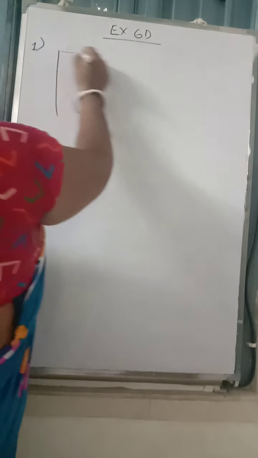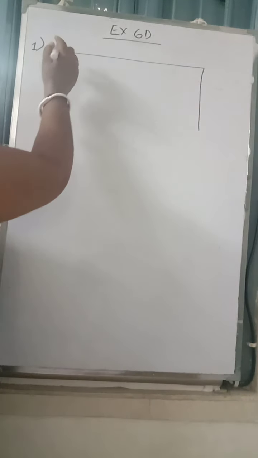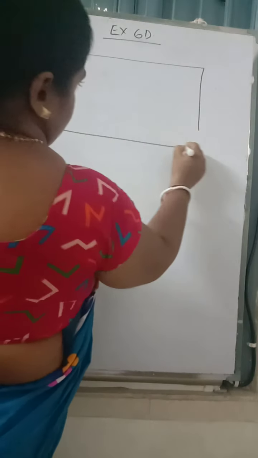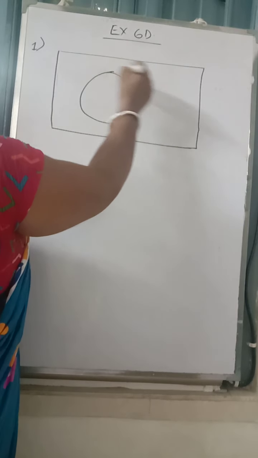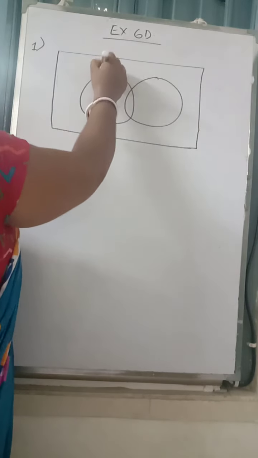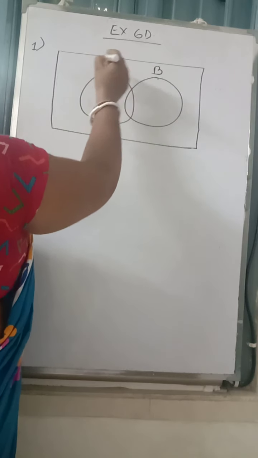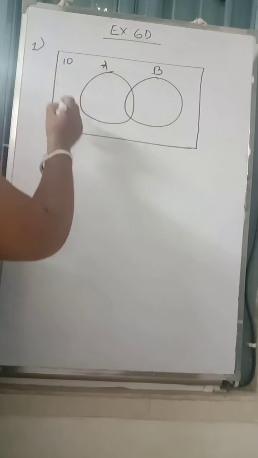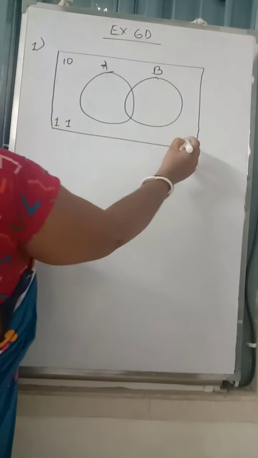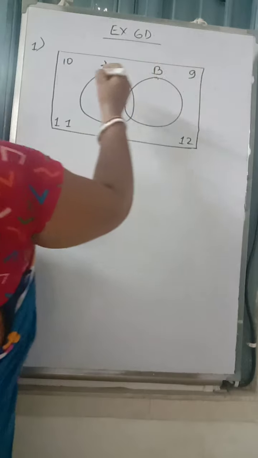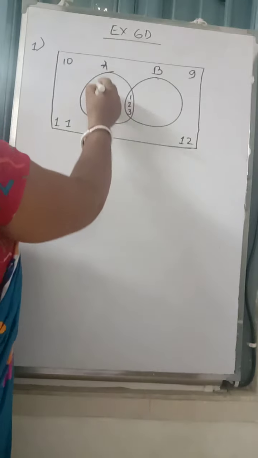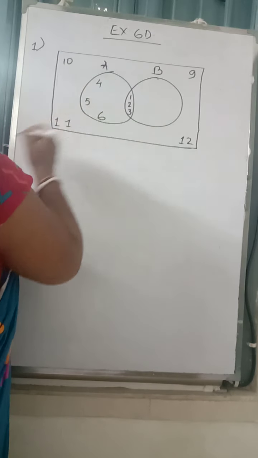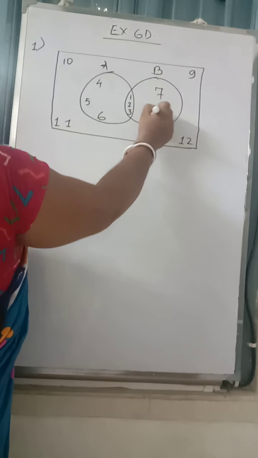For question number 1, you are given a Venn diagram with a universal set, and inside that there are two sets, set A and set B. Other than this, you have 10, 11, 12, 9. The common numbers are 1, 2 and 3. Other than this, A has 4, 5, 6 and B has 7 and 8.